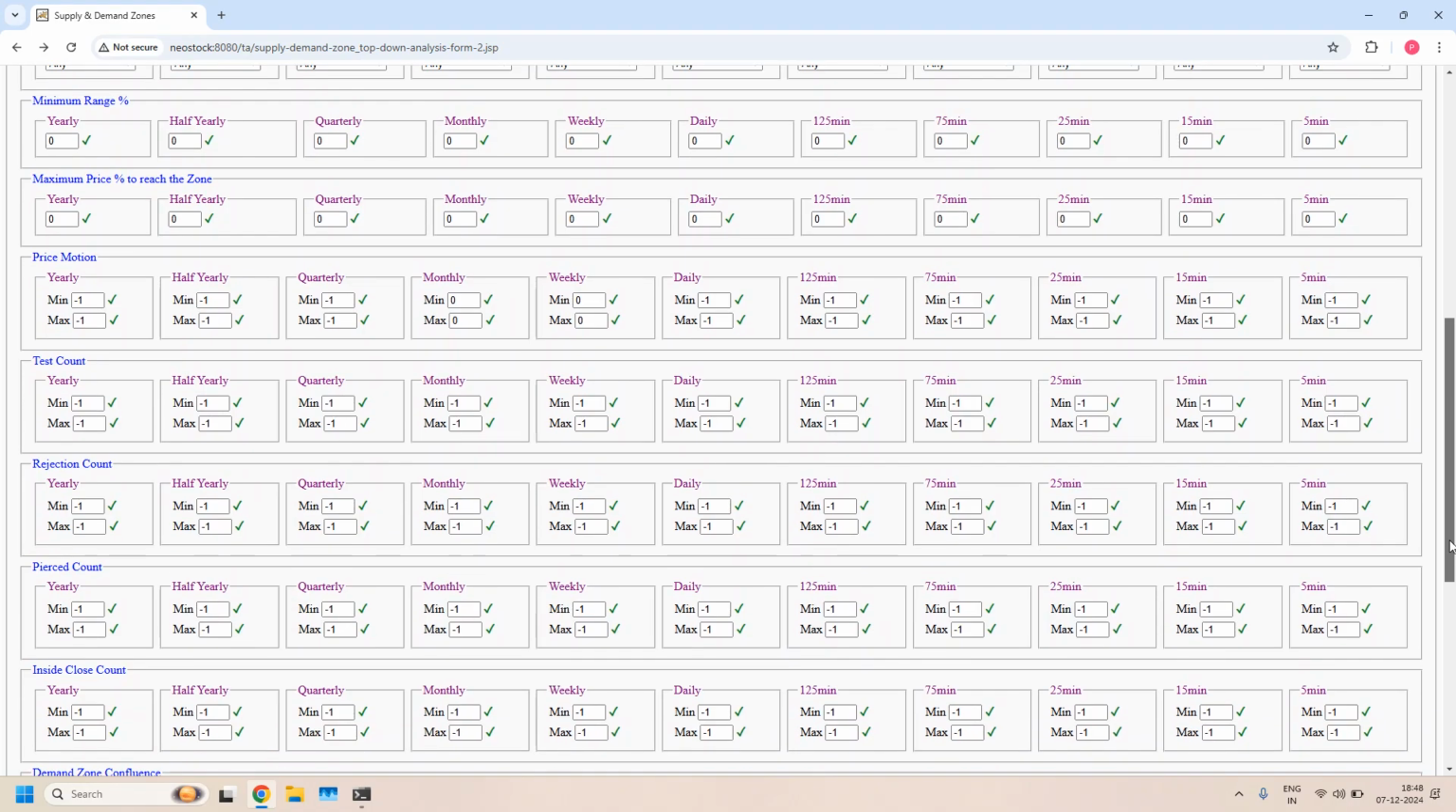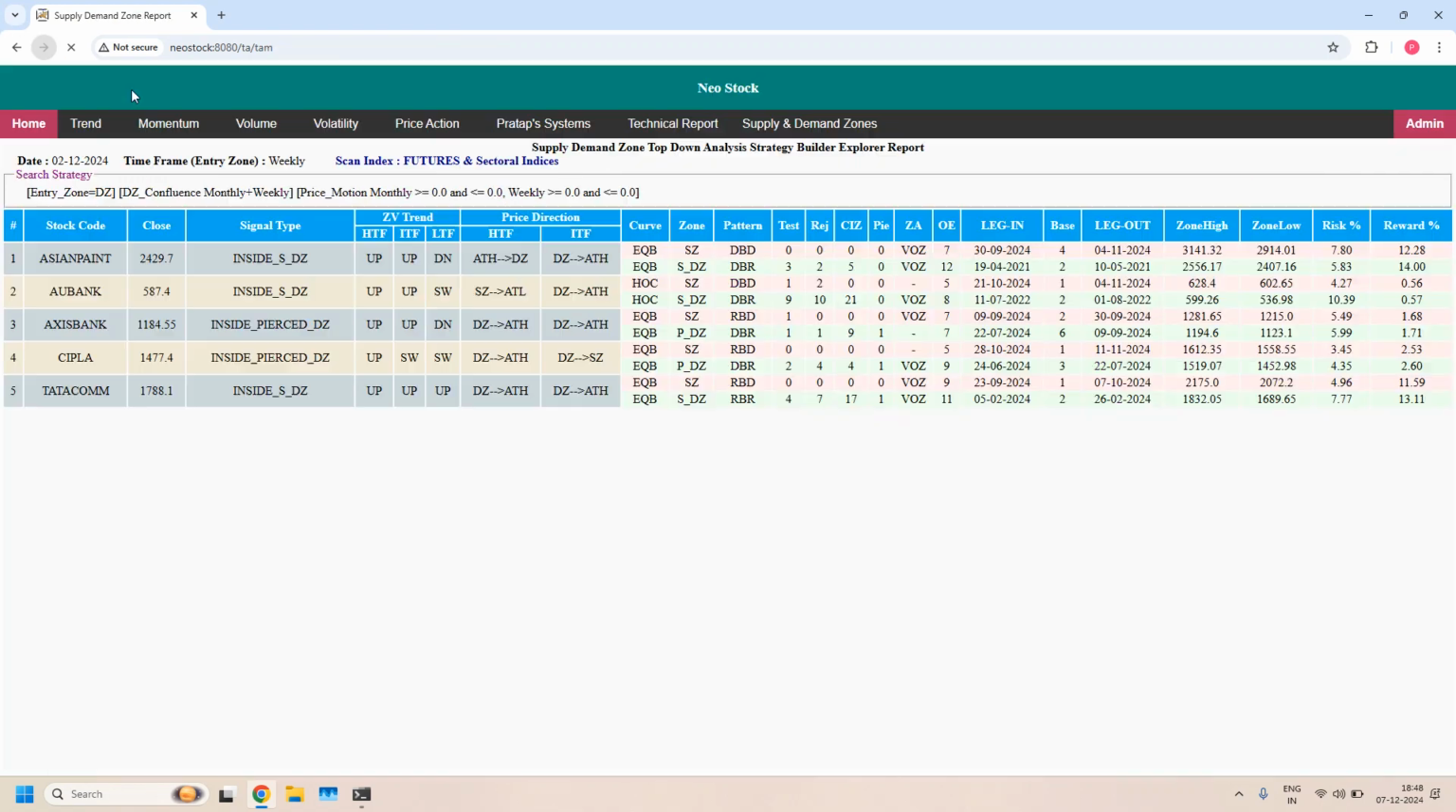Some mistake I did here. Where did I make this mistake? Price motion I set. Okay, sorry for my mistake. I set a wrong filter. That's why I am seeing this in the report.